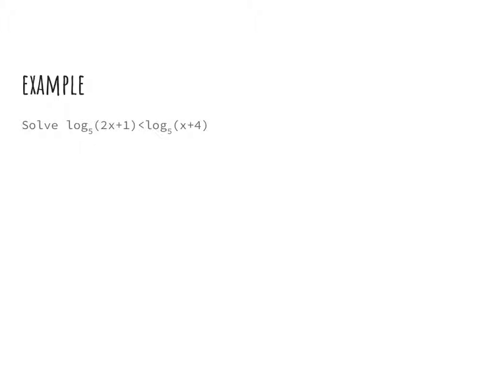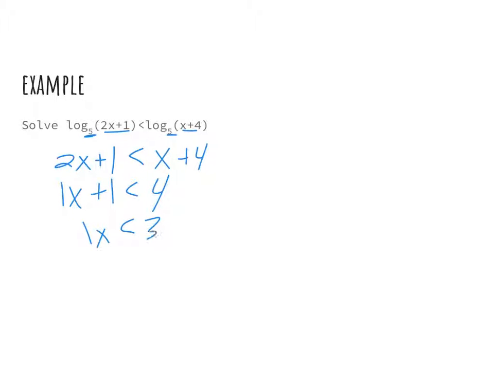Our next example, we've got the log base 5 of 2x plus 1 is less than the log base 5 of x plus 4. So again, since our bases are the same, I can take what they're taking the log of each one and use that in my inequality. So I should have that 2x plus 1 is less than x plus 4. Subtract an x from both sides. Subtract the 1. Divide both sides by 1. I should get an answer of x is less than 3.